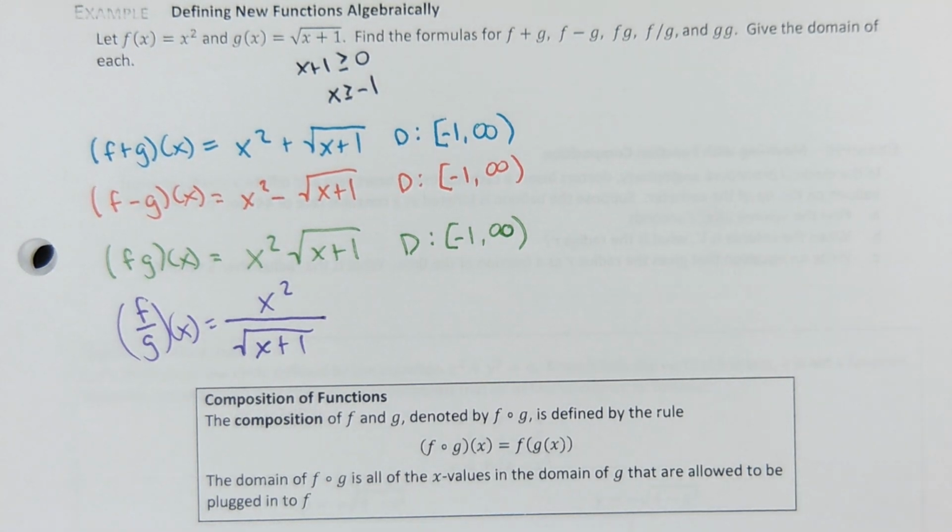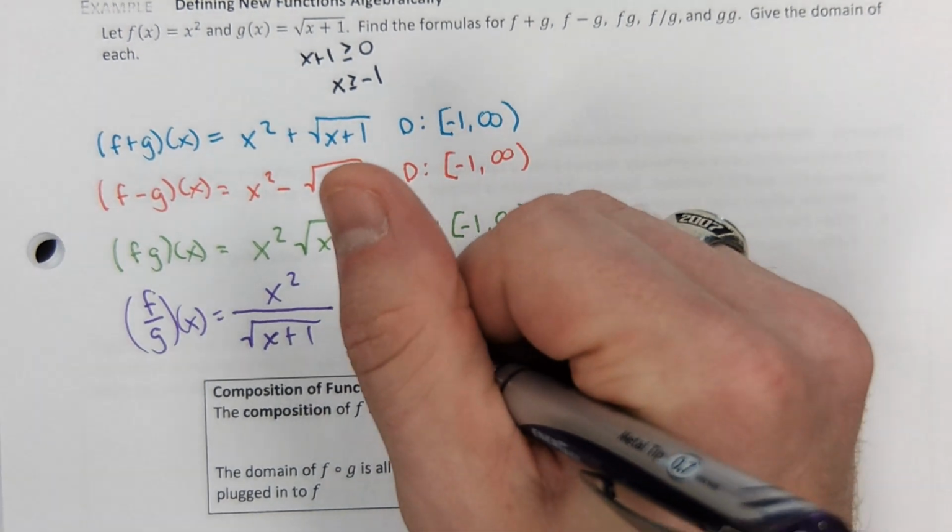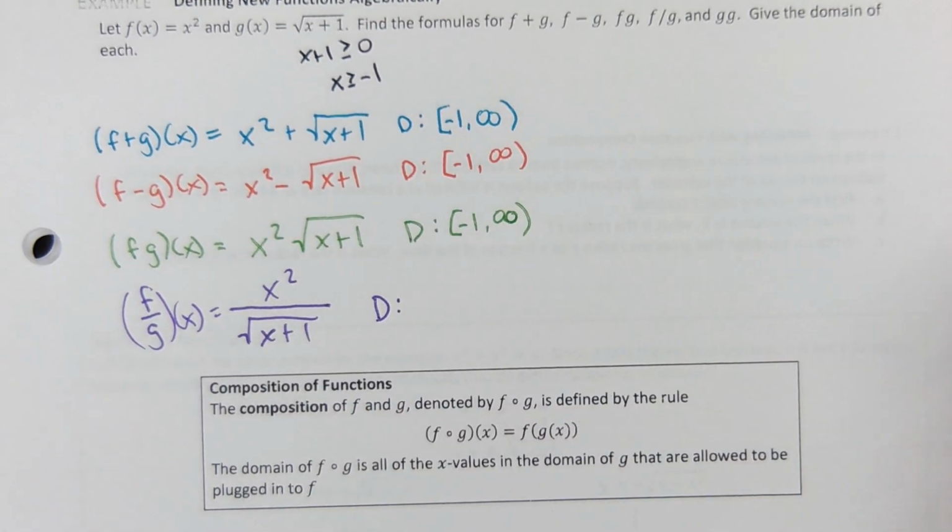And our domain has been altered. Does anybody know how? What's different now? Adi? It can't be -1 equals 0. x can no longer equal -1. Good job. Because if x was -1, I would have the square root of 0 as the bottom of my fraction. My domain got smaller.